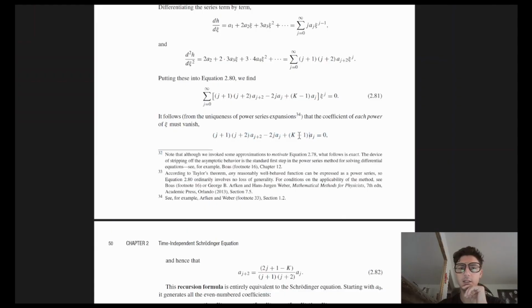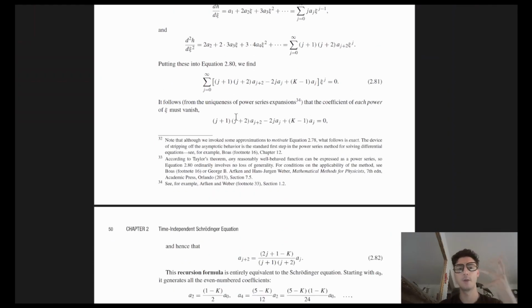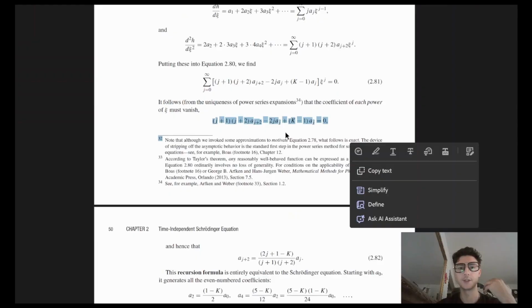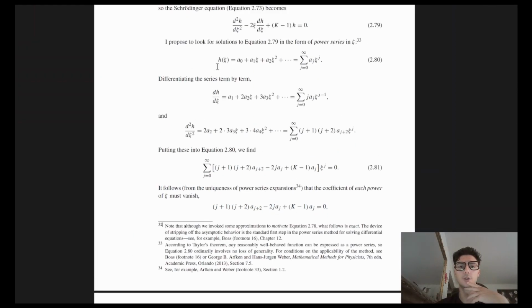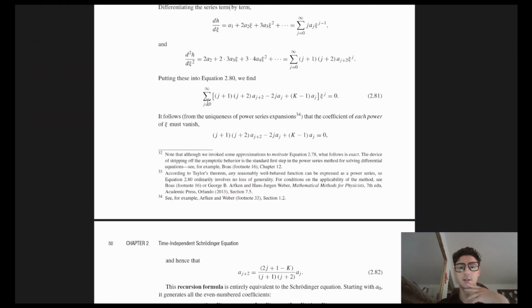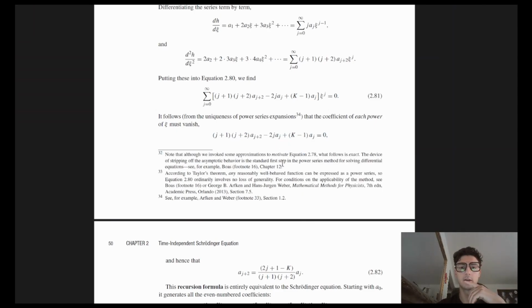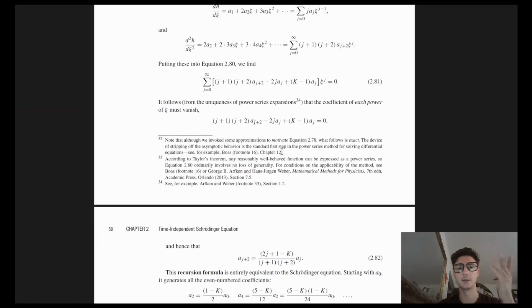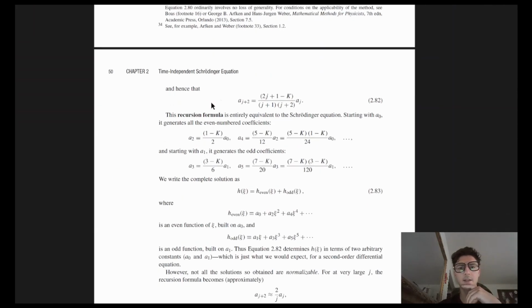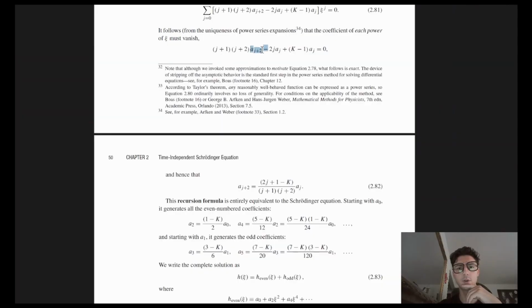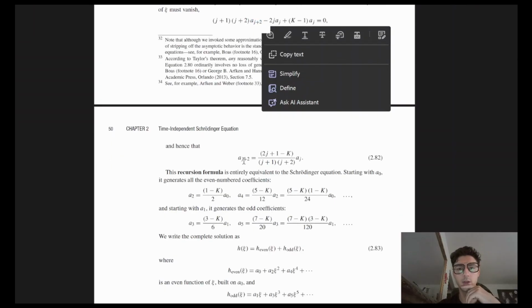So this is still the Schrodinger equation. We just did so many manipulations. But keep in mind what this means. We expanded the h function here in terms of a series, and in a series you have these terms here, the things that you add over j equals 0, j equals 1, j equals 2, all the way to infinity. We also have these aj's, which are the coefficients inside of the series. We also have this k, which is the energy, which is what we're looking for. And that's it. Let's keep going. And hence that a j plus 2 here is solved. So you isolate for a j plus 2 and you get this.